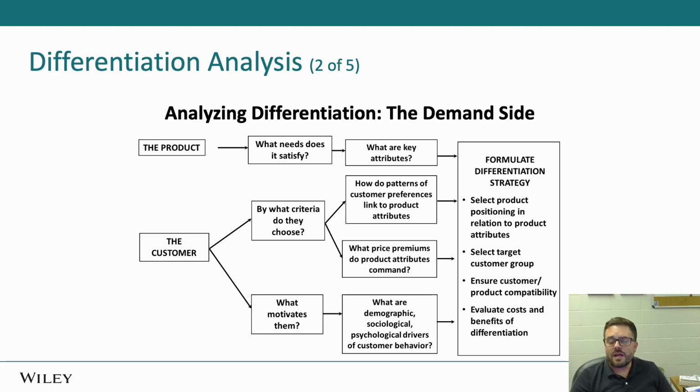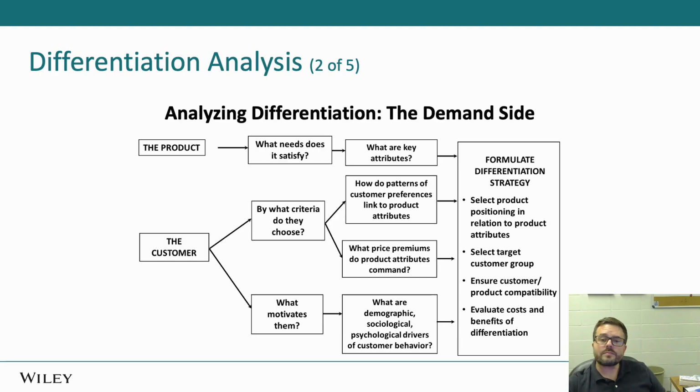First thing you do is, well, you have a product. What needs does it satisfy? What are its key attributes? Then you start to think about the customer. How do they choose the product? If you're thinking about laptops, do our customers demand a front-facing camera? Lots of gaming laptops don't have a front-facing camera, so those companies obviously decided their customers cared more maybe about a thin screen bezel or high-performance graphics cards more than they cared about a front-facing camera.